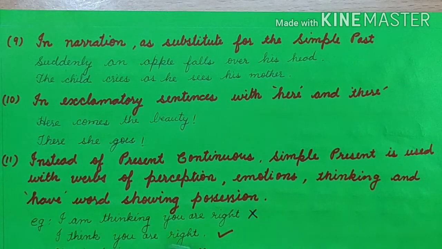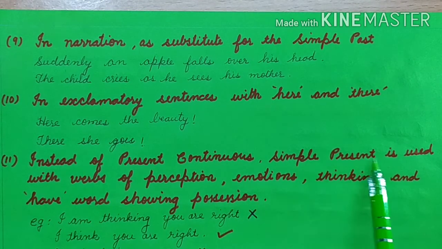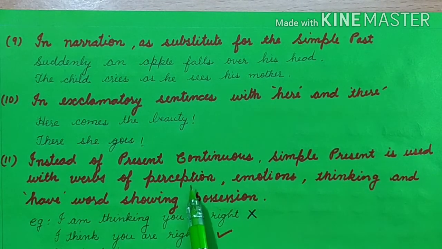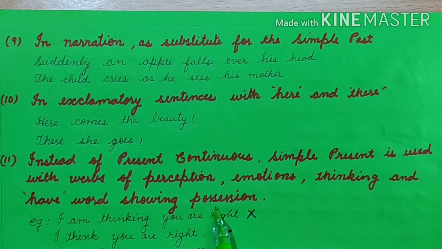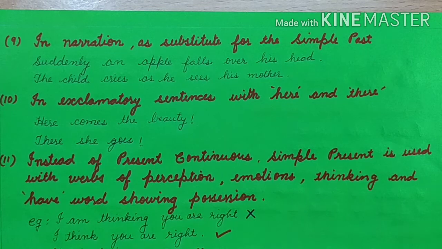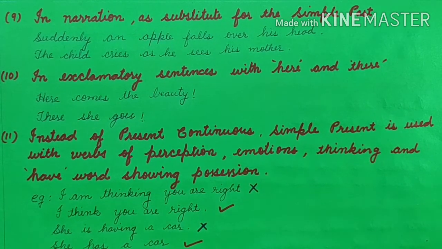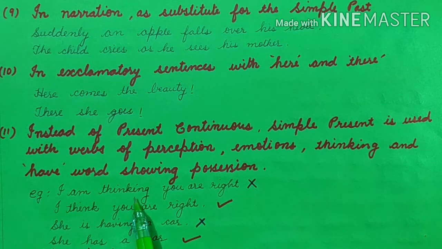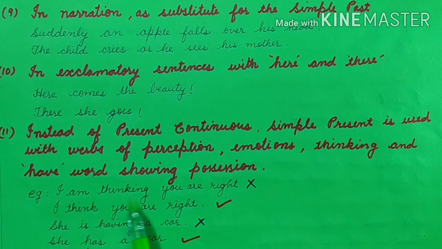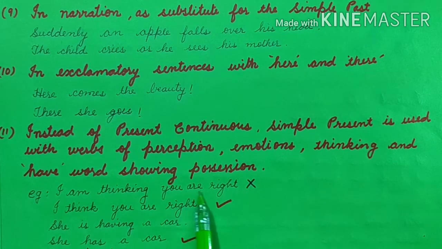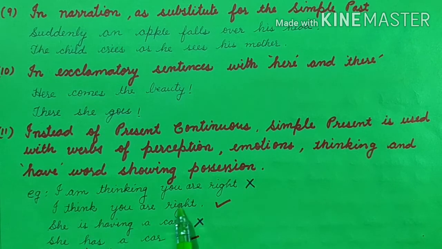Let's move to the next one. Instead of present continuous, simple present is used with verbs of perception, emotions, thinking, and words showing possession. Like we can see here, rather than using present continuous, we use simple present. Like here, I am thinking. It is a verb of thinking, a verb of perception. So I am thinking you are right, this is very wrong. We must say, I think you are right.